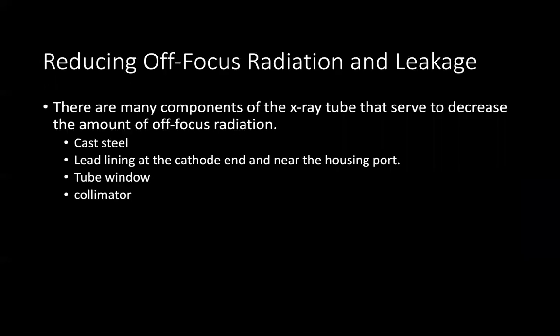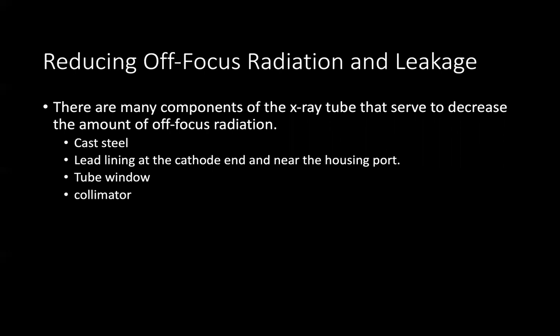The X-ray tube housing is designed to absorb most of the scattered electrons and photons. The protective housing comprises cast steel and is capable of absorbing most of the unwanted photons. The housing is usually lined with lead for additional absorption at the cathode end and near the housing port. The housing is also equipped with a window to permit unrestricted exit for useful photons.